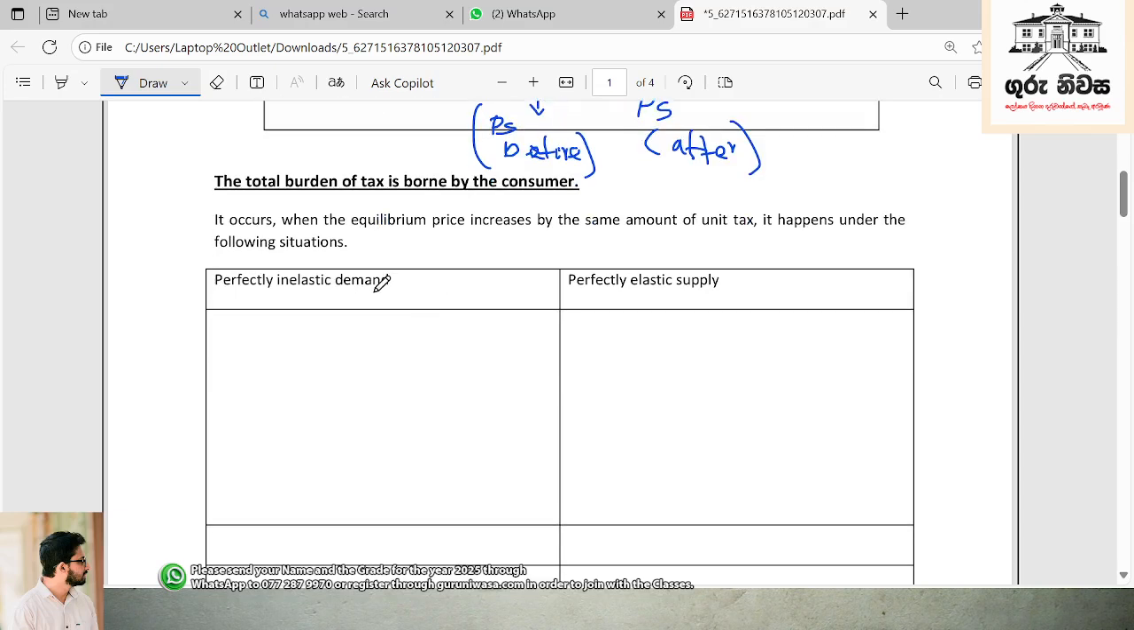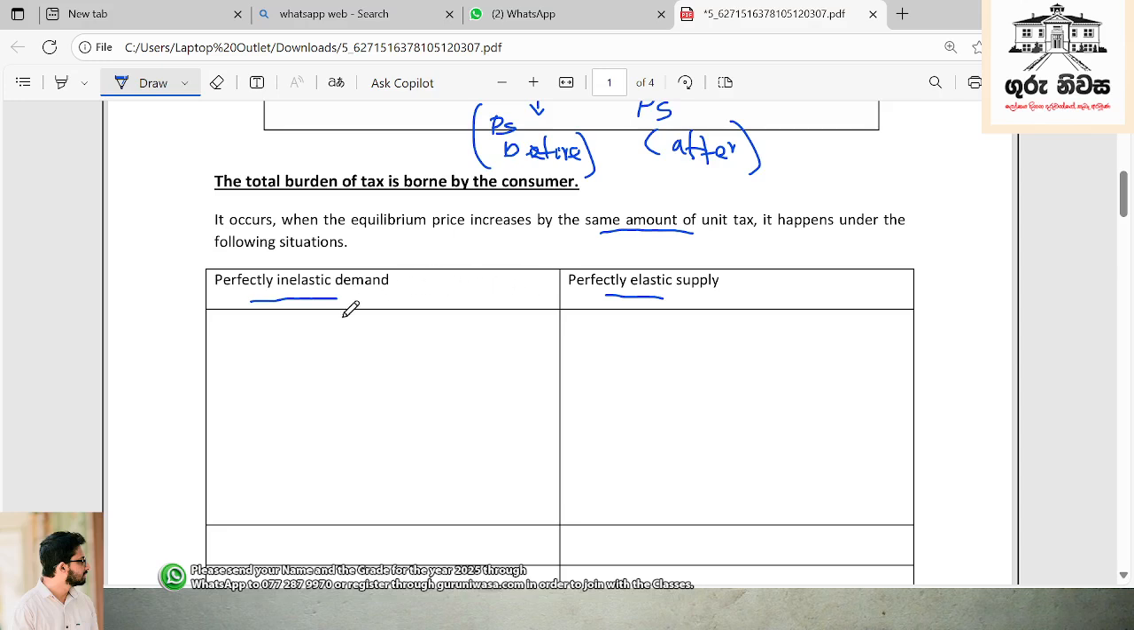This occurs mainly in two situations, Lamai. Number one, if there is a perfectly inelastic demand, this happens. The second one is perfectly elastic supply. If demand is perfectly inelastic and supply is perfectly elastic, the total tax burden goes to the consumer. The producer has nothing. It occurs when the equilibrium price increases by the same amount as the unit tax.